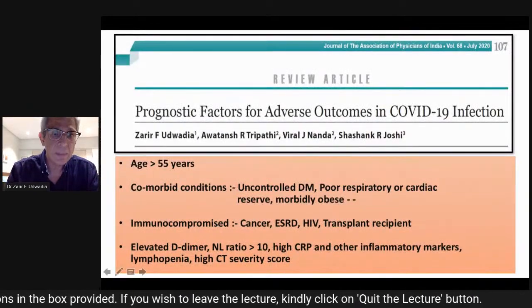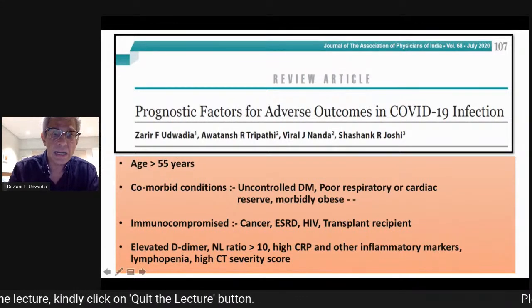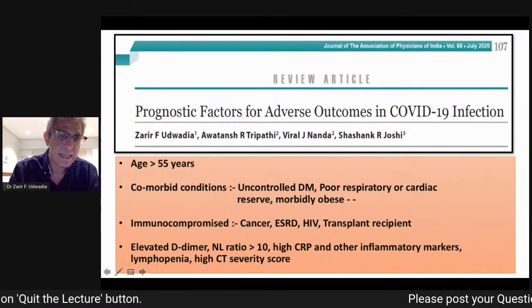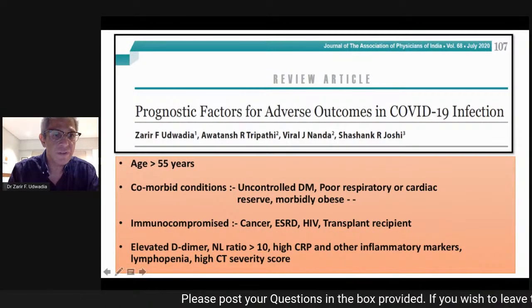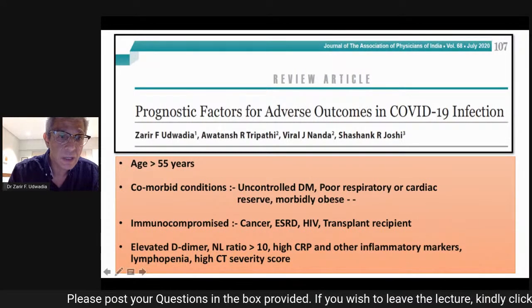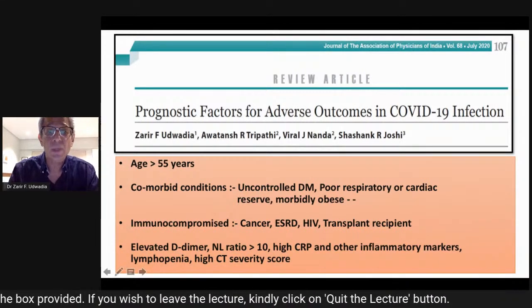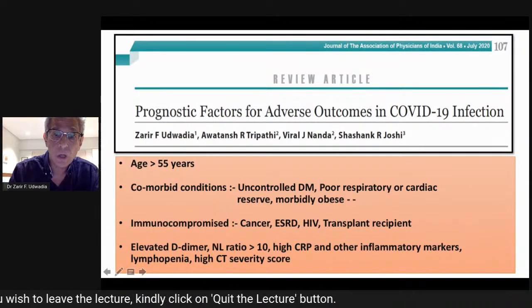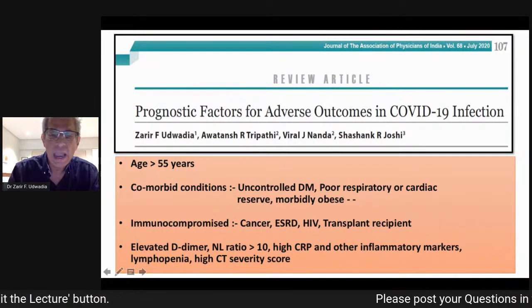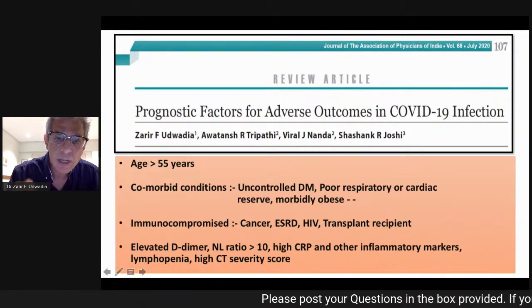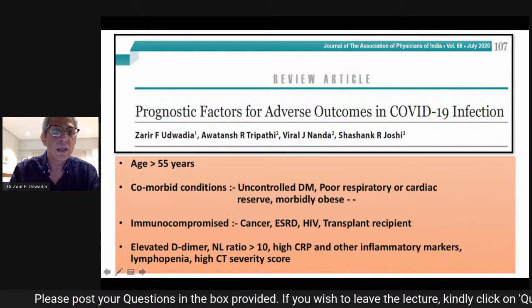In the early days of the pandemic, we wrote up this article on prognostic factors for adverse outcomes. And I think each of these stand the test of time as the pandemic has rolled on. If you're aged more than 55, you're higher risk. I don't like this figure because it makes me immediately at higher risk. Comorbid conditions, uncontrolled diabetes, as you've heard from Dr. Sangani, poor respiratory or cardiac reserve, morbidly obese. Almost everyone in the ICU who's on a ventilator is generally speaking obese.